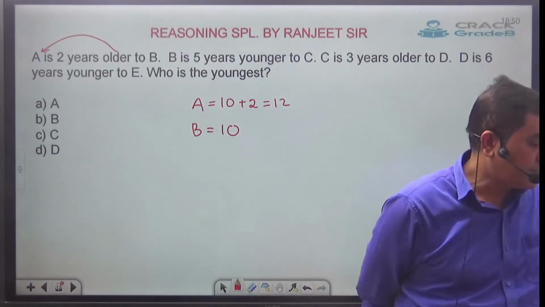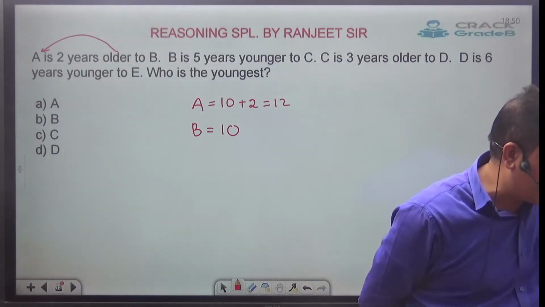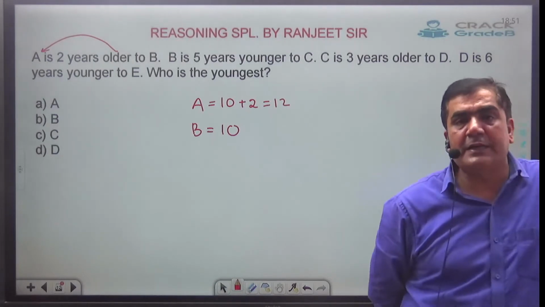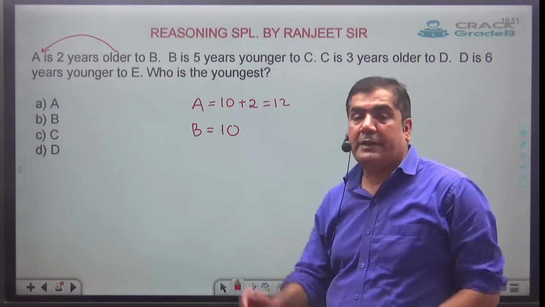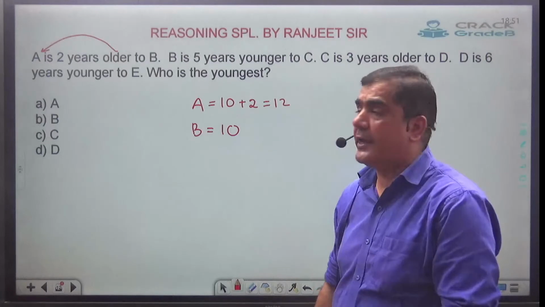Clear? I have assumed the age of A to be 10 years. And B is given to be, I have assumed B to be 10 years. And A is 2 years older, means what? A will be 12 years.